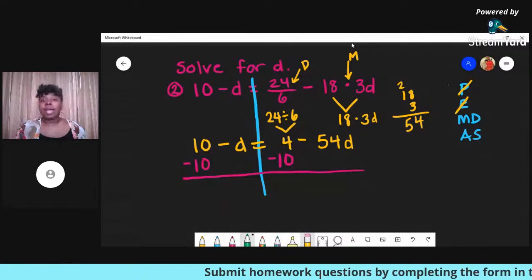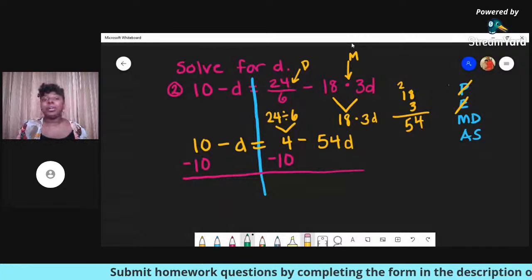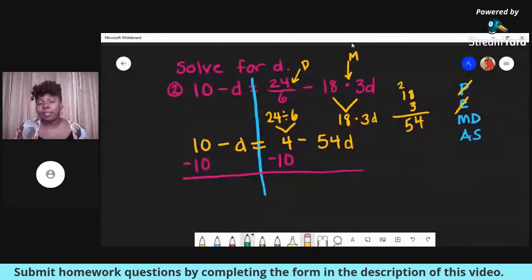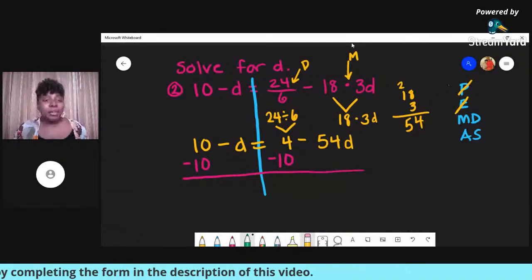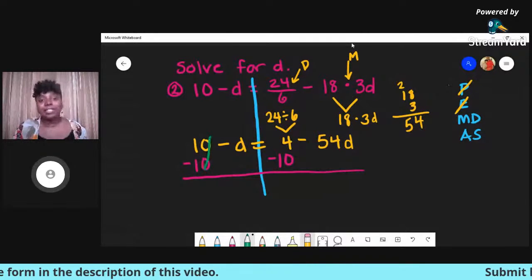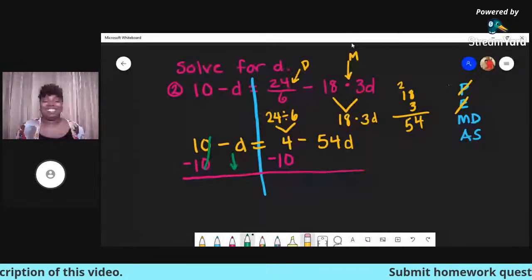Excellent. The only way you could combine that 10 with the 54 is if that 10 had a D next to it. So great job, your instincts are great. Trust them. All right.